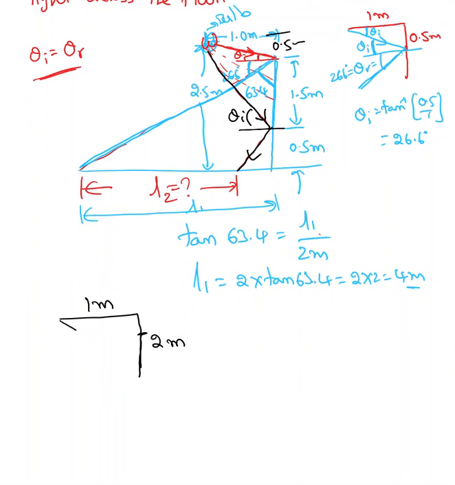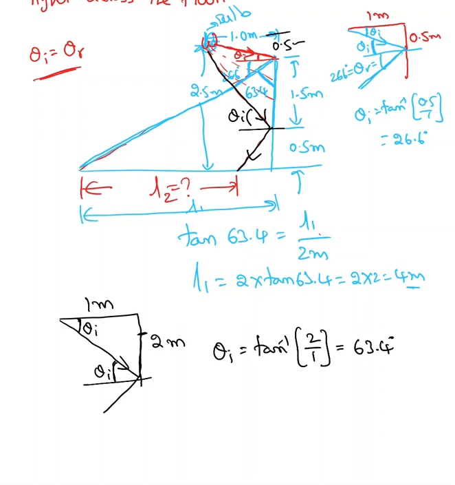All I care about is finding this angle theta I, because this is the light ray. This theta I and this theta I must be the same. So theta I equals tan inverse of 2 over 1, which gives me 63.4 degrees. So if I come back to the original diagram, this is theta R, and it must be 63.4 degrees. If I know that angle theta R, I can say the angle here in the small triangle must be 26.6.